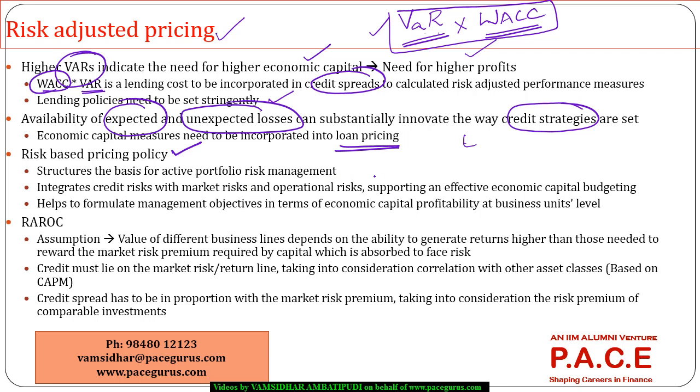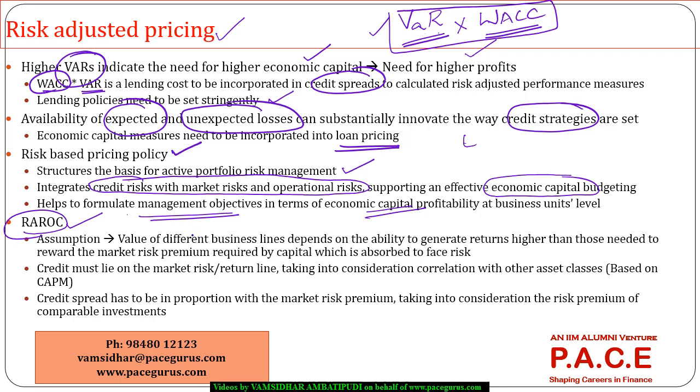It's a kind of structure for active portfolio risk management. It is integrating all kinds of risks: credit risk, market risk, operational risk, and based on that we are trying to arrive at the economic capital, which has to be a backup against all these risks. And this particular policy will help in formulating the management objectives in terms of profitability at the business units level. And as a part of the measure for the same, one popular measure addressing risk adjusted pricing is the risk adjusted return on capital, RAROC, a very common measurement.